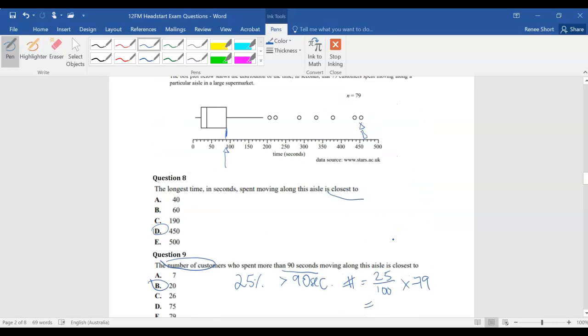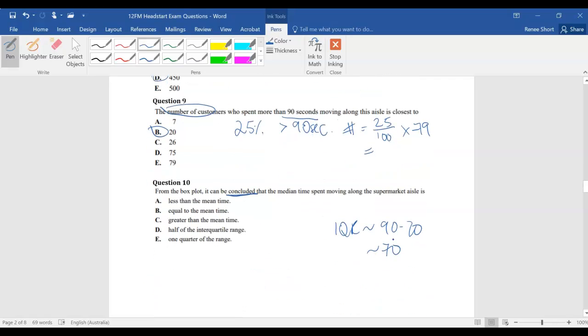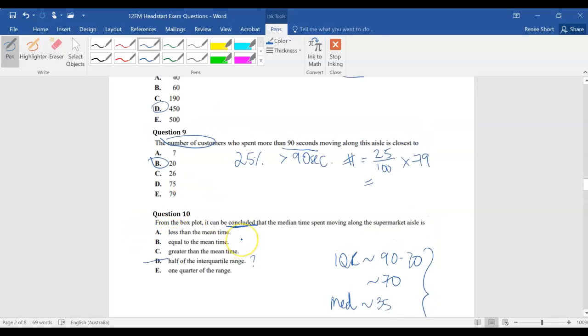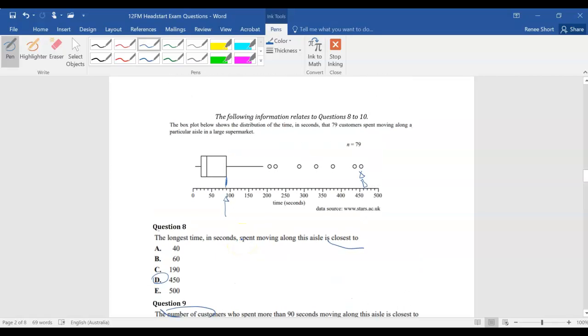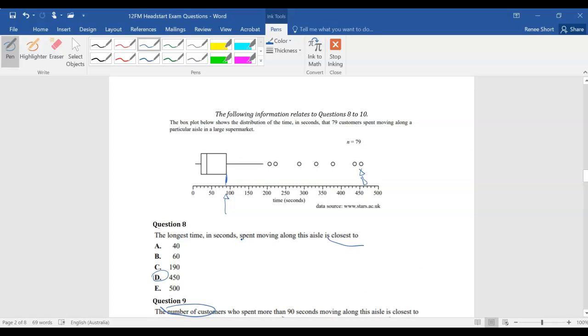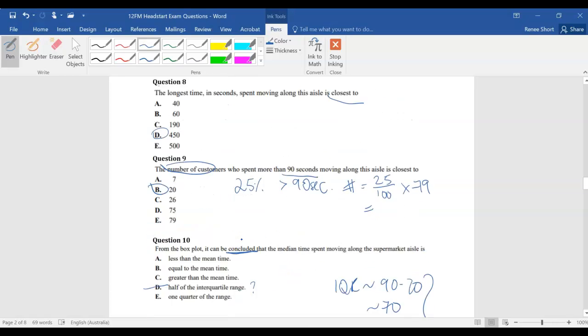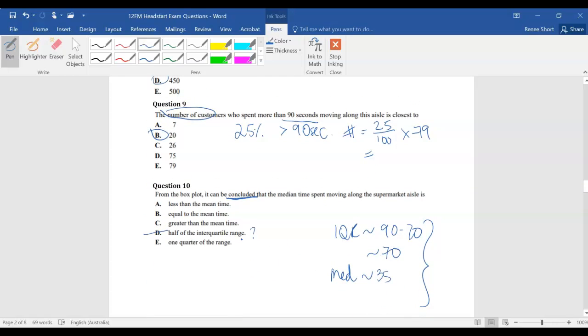And we could see that the median is somewhere between 30 and 40, so maybe it's approximately 35. So yes, if we look at D, the median is half of the interquartile range-ish. But the thing is, we can't conclude that because we've just made estimations here, so D is going to be wrong. Also, if we look at the range, then the range is like 450 to 0, so it's 450, and then that median of 35 is a lot less than a quarter of the range, so that's gone as well.